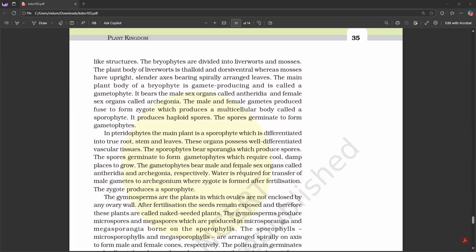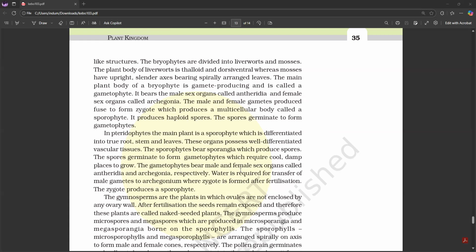The main plant body of a bryophyte is gamete producing and is called a gametophyte. It bears the male sex organ called antheridia and a female sex organ called archegonia. The male and female gametes fuse to form zygote, which produces a multicellular body called a sporophyte. It produces haploid spores. The spores germinate to form gametophytes.